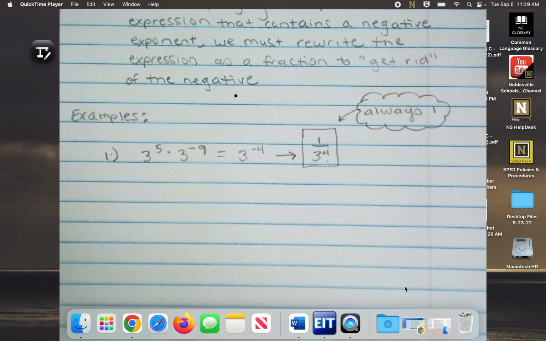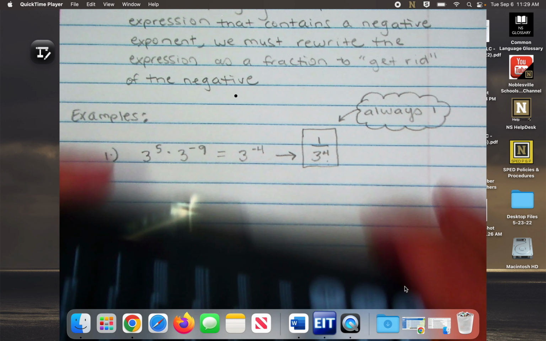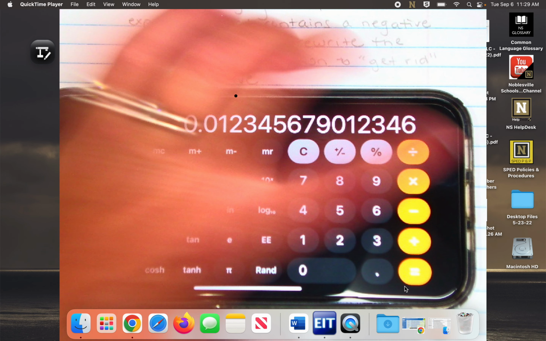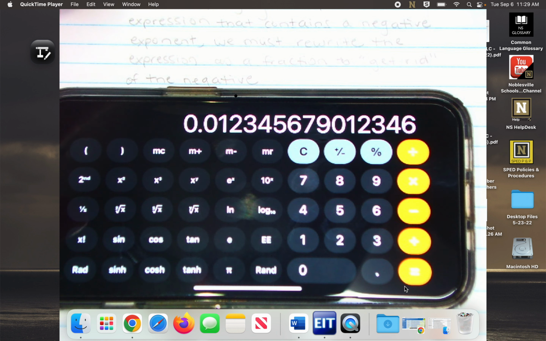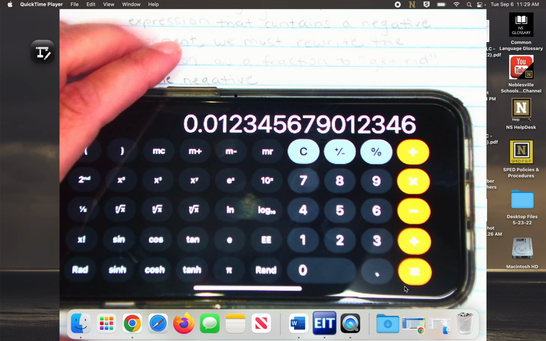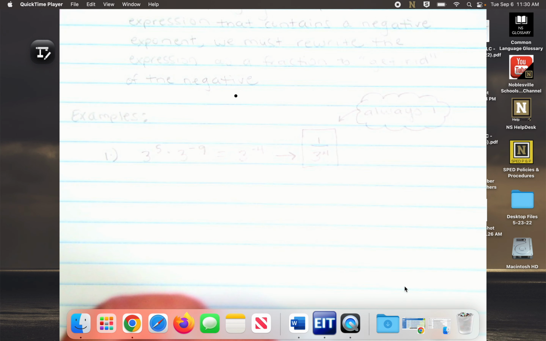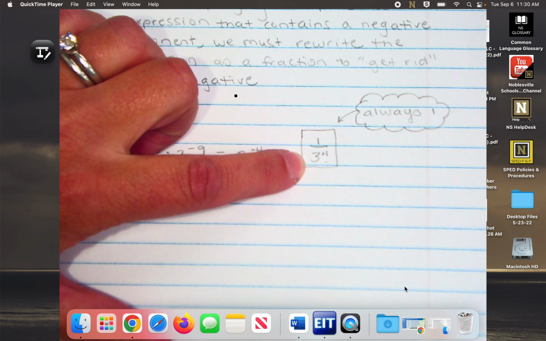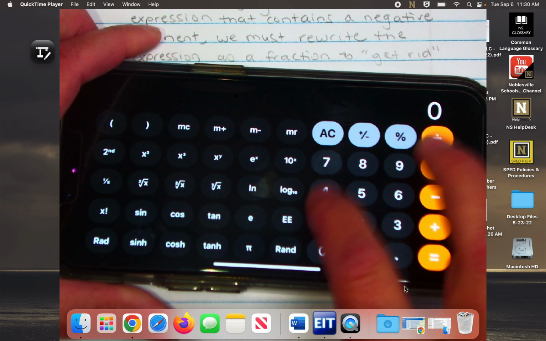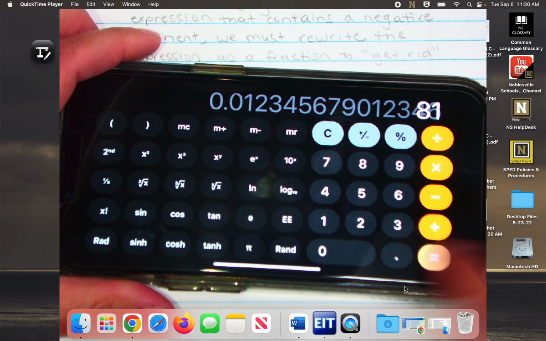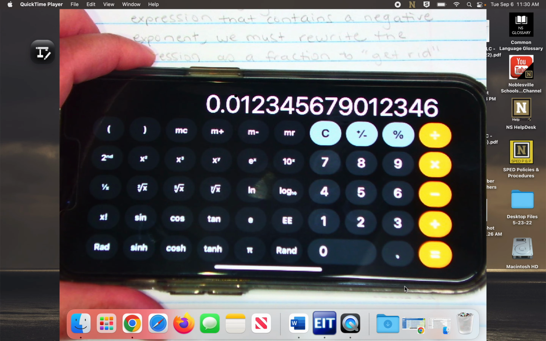If I go to my calculator, and I do 3 to the negative 4, I get this really weird decimal value, right? So there is a value, it's just a really small value, right? Decimals are like teeny tiny parts of a number. If I do 1 divided by 3 to the fourth, that's like doing 1 divided by 81. I'm going to get the exact same decimal value.